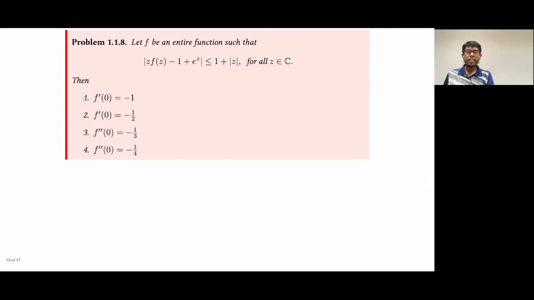It says that if f is an entire function satisfying this inequality, then we need to find out what the derivative of f at 0 is and what the second derivative of f at 0 is. Any thought about this problem? What is the correct answer?